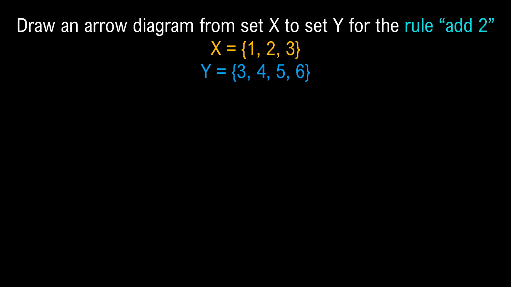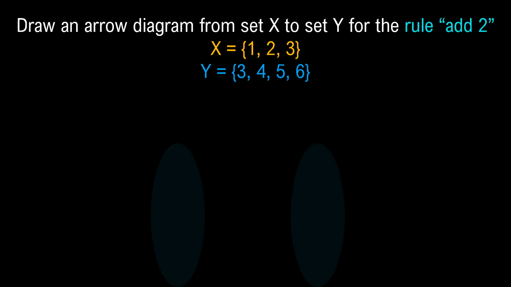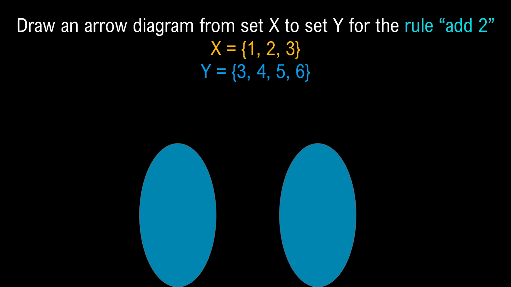If you're asked to draw an arrow diagram from set X to set Y and you're given the rule add 2, we first need to draw our ovals, and we're going to put our set names, X for the first set, Y for the second set. In our set X, we have the values 1, 2, and 3. In set Y, we have the values or the members 3, 4, 5, and 6.